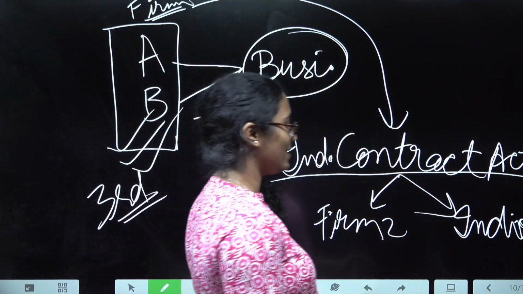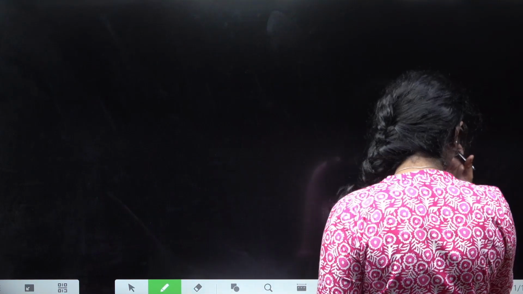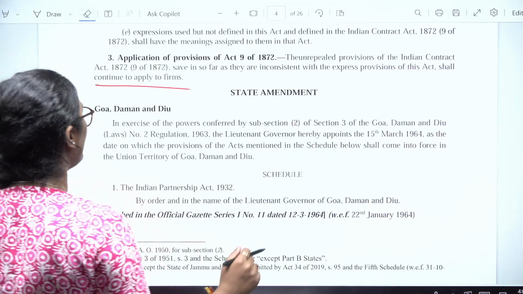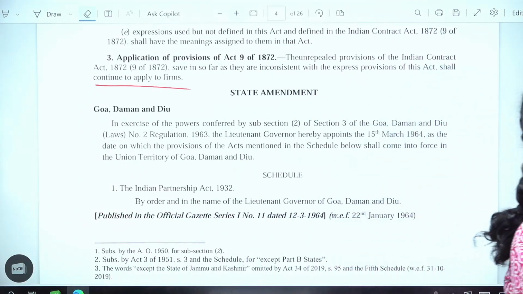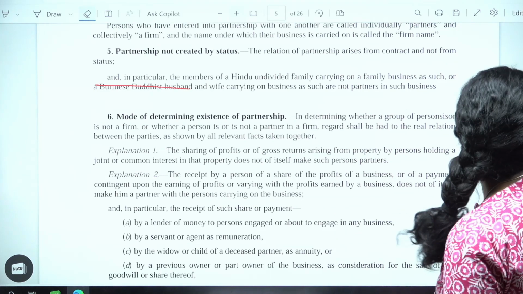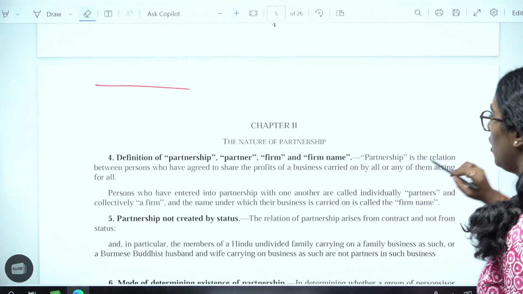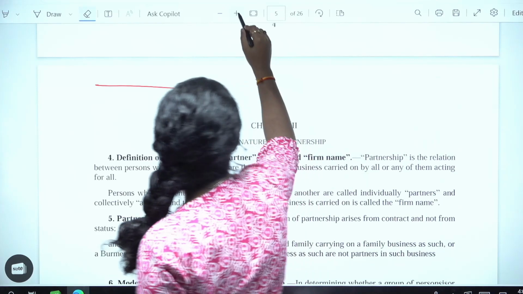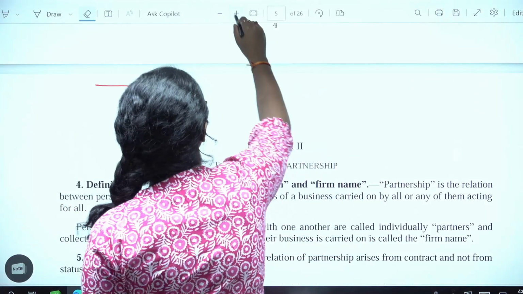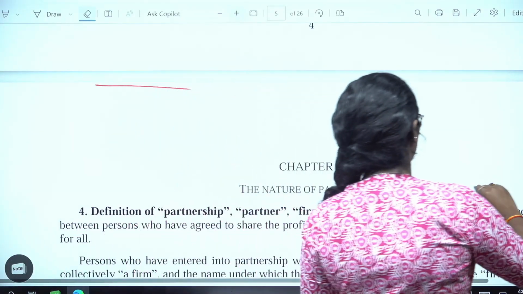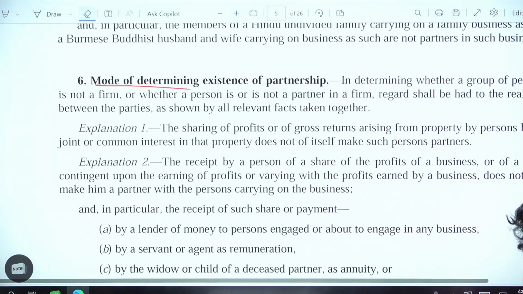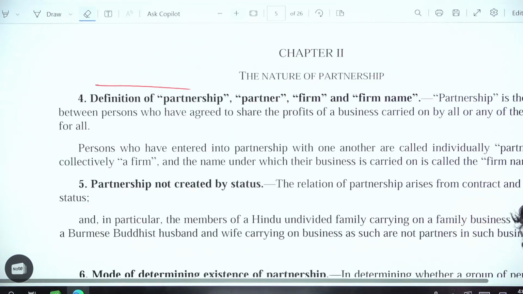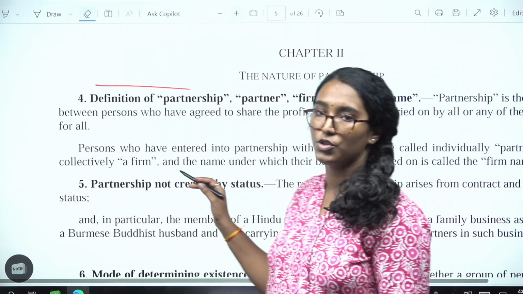Now, let us understand Section 4 of the Indian Partnership Act. Section 4 of the Indian Partnership Act talks about partnership. What is a partnership? Who is a partner? What is a firm? And what is a firm name? So the most number of questions are asked from this portion only. The most number of questions in prelims and mains are asked from this portion.